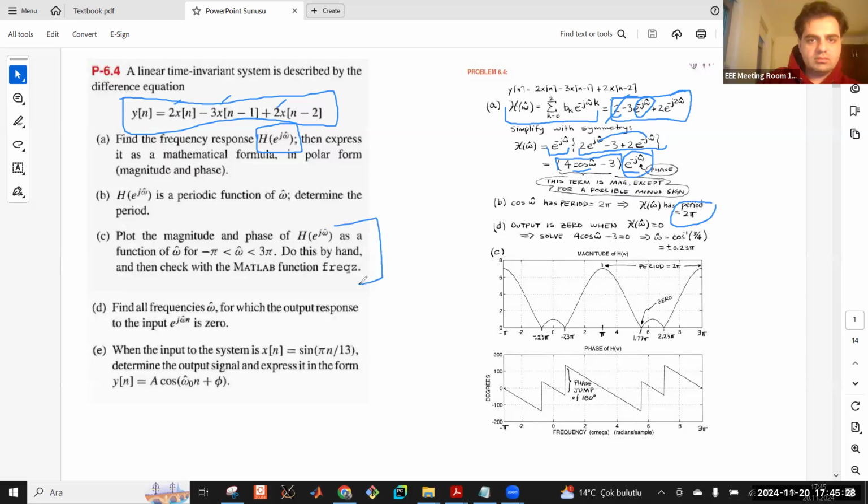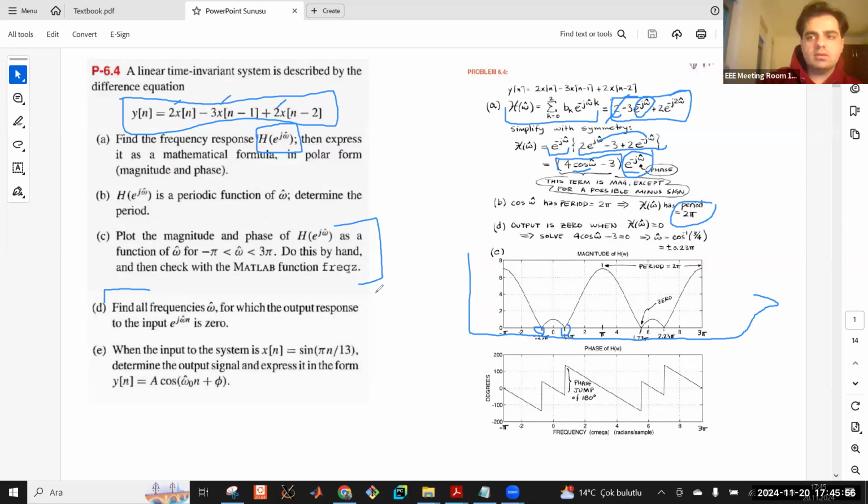You can see the plot of these signals using the MATLAB commands. Here you will see that at some values of omega, the frequency response is 0. And this part is about that. It is asking to find all frequencies at which the output response is 0.